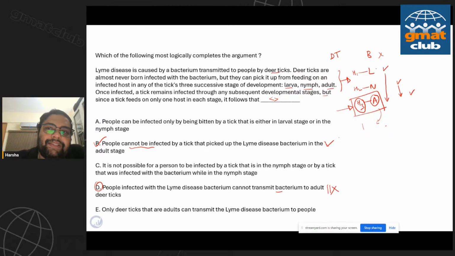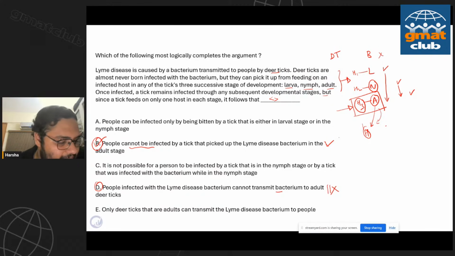If a deer tick gets infected, let's say in the previous stage, then in the adult stage, lo and behold, its host is a human being, and it's possible that this infected deer tick will make the human infected. Possible. But if it's getting infected only in the adult stage, there is no further stage, and in every stage, there's only one host allowed. So it's already infected thanks to some other host in the adult stage. There's no further stage for humans to come in and get infected. That's why choice B is absolutely spot on.